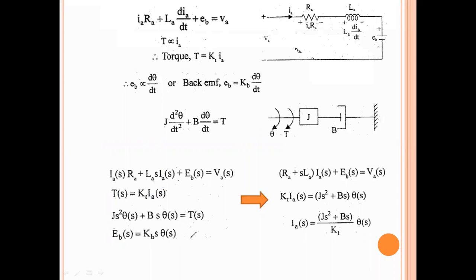Initially, in the place of EB, you can substitute this EB equation here. So we can eliminate this EB in this equation. And similarly, in this torque equation, you can substitute this one here.